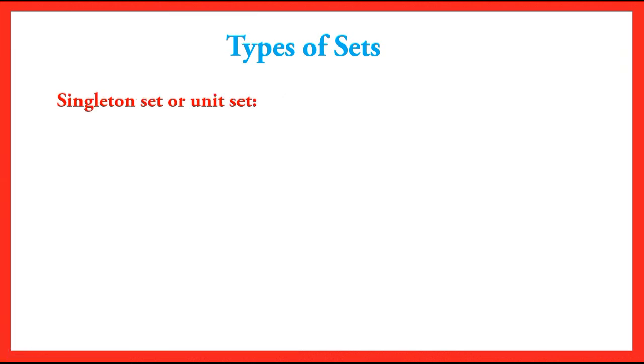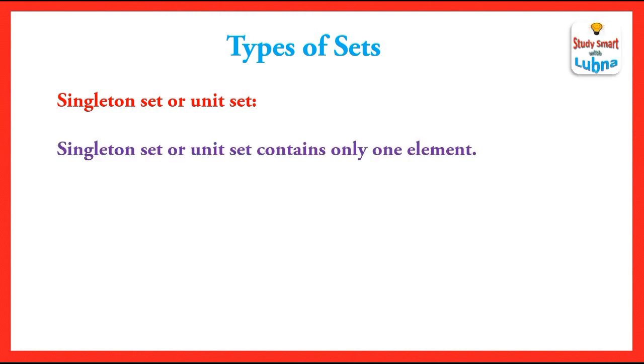Singleton set or unit set. A singleton set or unit set contains only one element. For example, here we have set A and it contains only one element, that is 2. So this set is an example of a singleton or unit set.